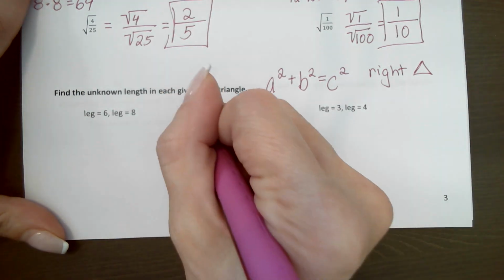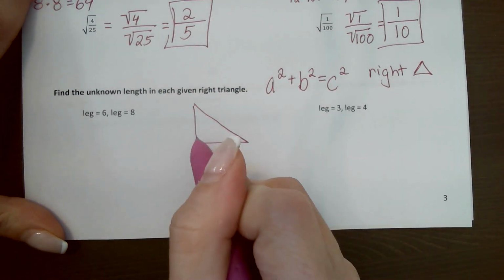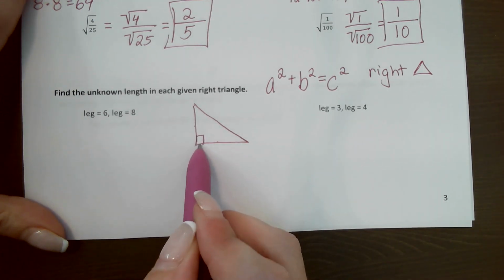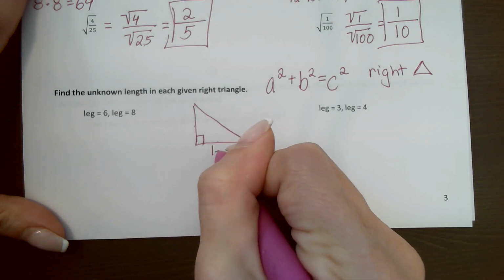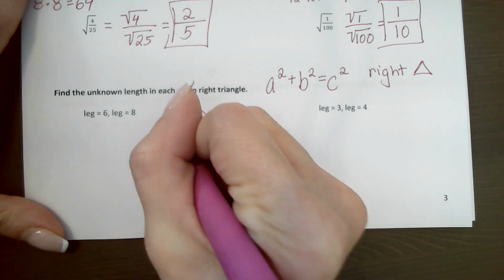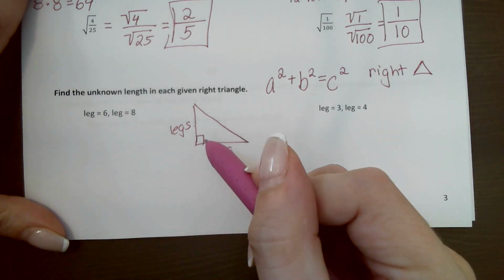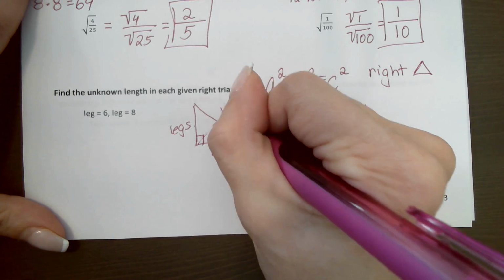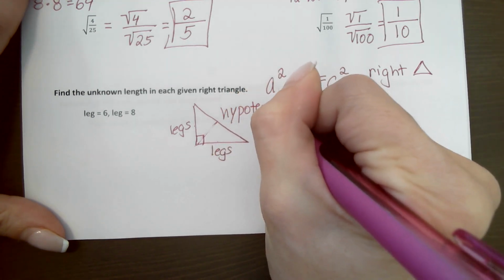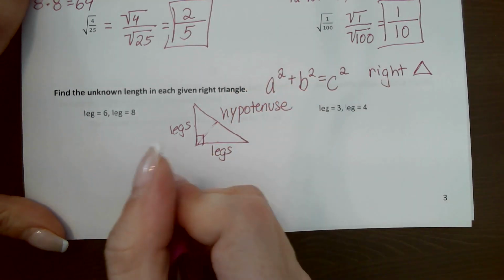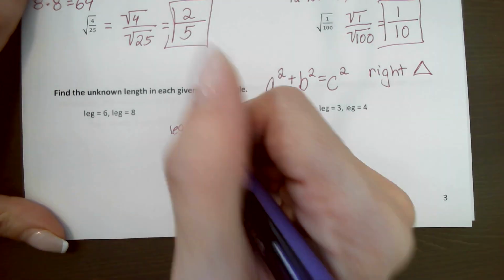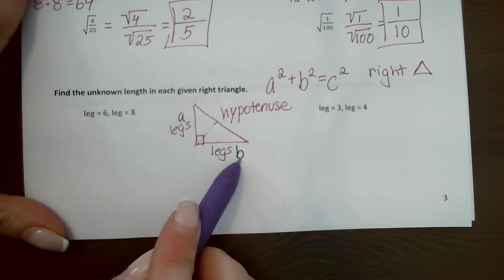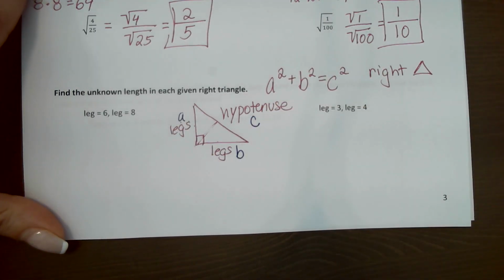Now, in our right triangle, we've learned that there has to be a right angle. The sides that are touching or attached to the right angle, those are called legs. And the side that's across from the right angle, that's always going to be the longest side, and we've learned that's the hypotenuse. Now, when we're talking about Pythagorean theorem, our legs will be A and B. It does not matter which is which. And the hypotenuse will always be C.